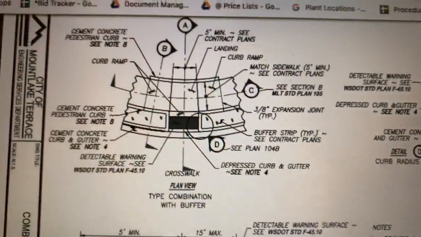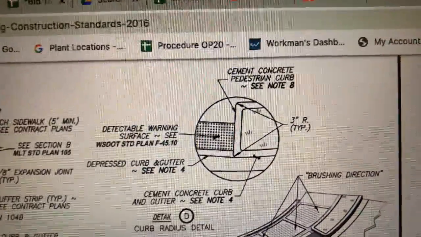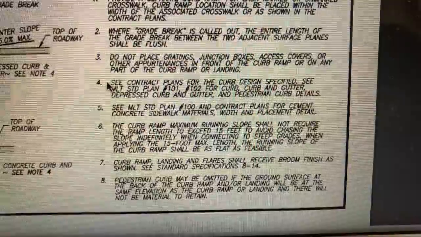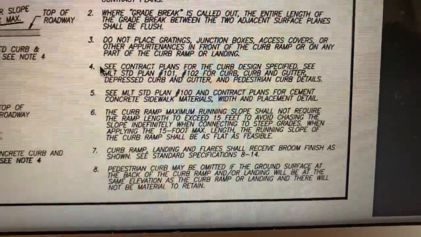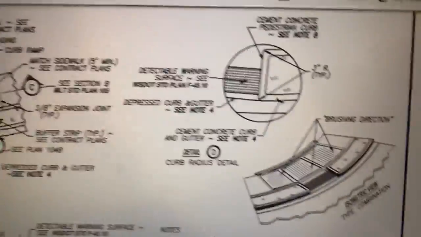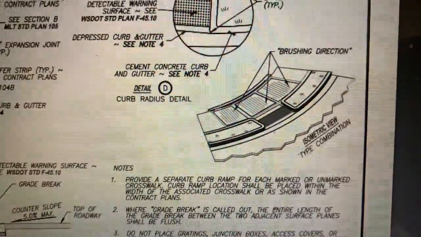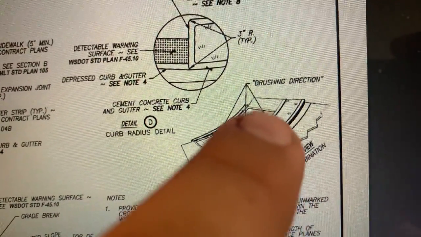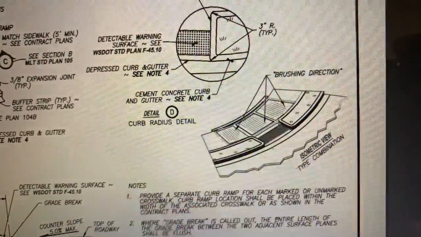And then, what does it show? It shows the pedestrian concrete curbing. See note number 8. Pedestrian curb may be omitted if the ground surface at the back of the curb ramp and/or landing will be at the same elevation as the curb ramp or landing, and there will not be material to retain. So, we've got some curb and gutter that's going to be in this section right here. So I'm thinking what we'll probably end up doing is we'll tie into that and then wrap around with the pedestrian curb ramps. That includes the backside there as well.